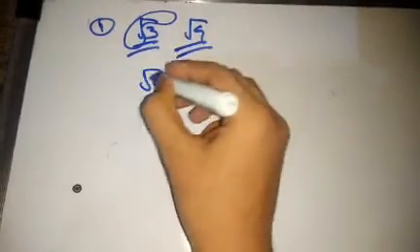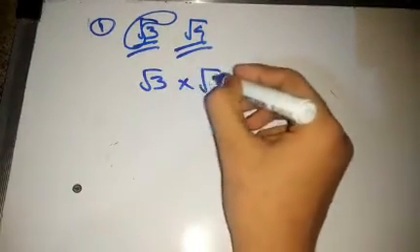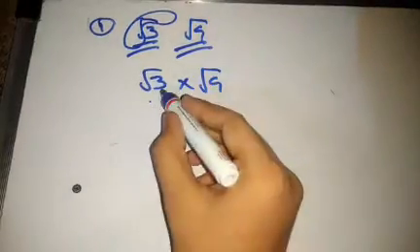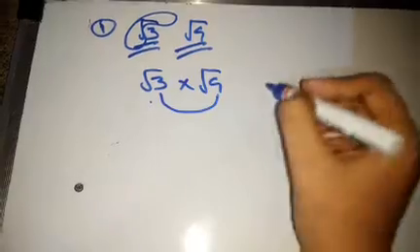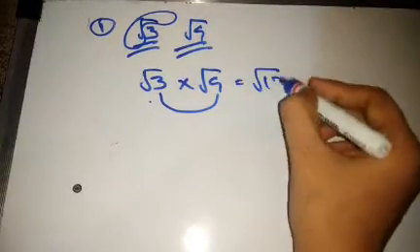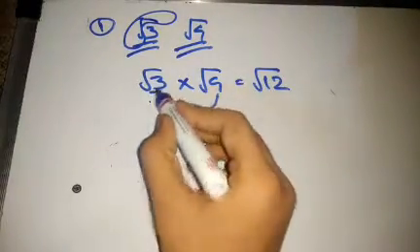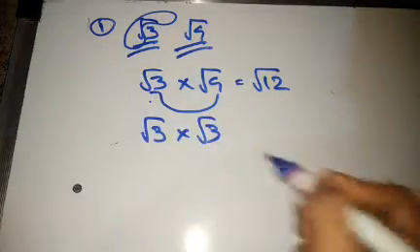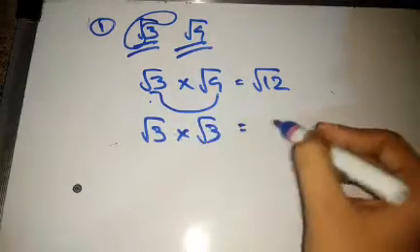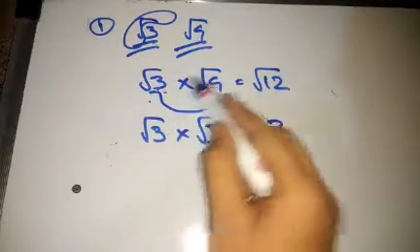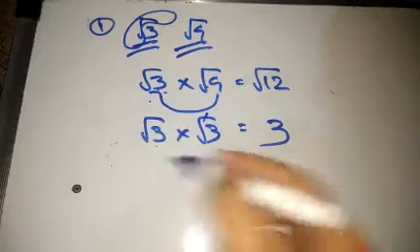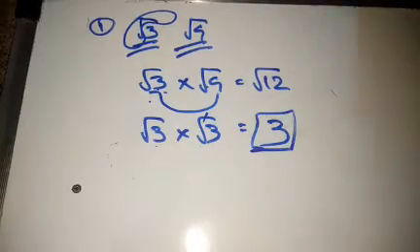If we multiply any root numbers like root 3 into root 4, don't be confused in this. Just simply multiply the inner numbers. We will get root 12. If there are the same numbers, like we are multiplying root 3 into root 3, then this root will be cancelled and we will get 3. If different numbers, simply multiply, and if the same number, then simply cancel these root signs and just put the number.